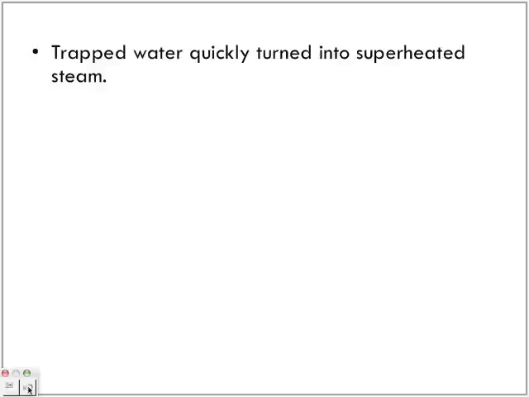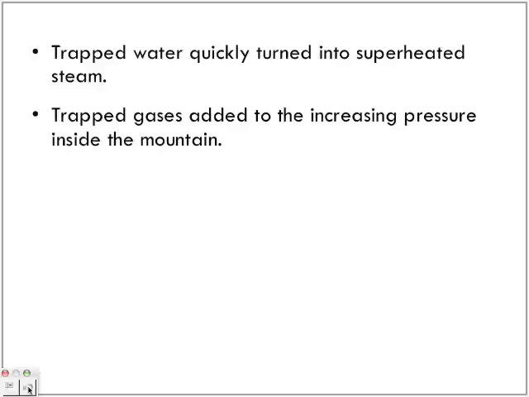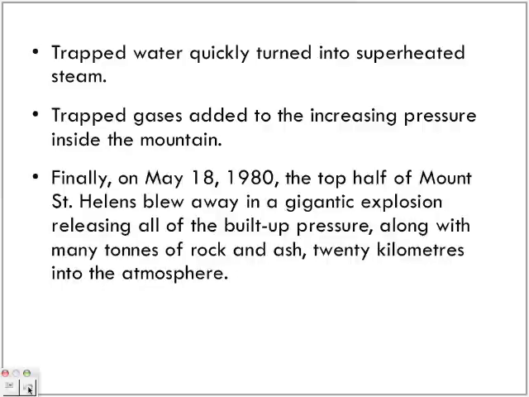Trapped water quickly turned into superheated steam, and the trapped gases added to the increasing pressure inside the mountain, which finally, on May 18th, 1980, blew away the top half of Mount St. Helens in a gigantic explosion, releasing all the built-up pressure, along with many tons of rock and ash, 20 kilometers into the atmosphere. So notice here the increase in pressure and the kind of damage it can actually do. Being able to understand the properties of gases will help us understand these kinds of events.